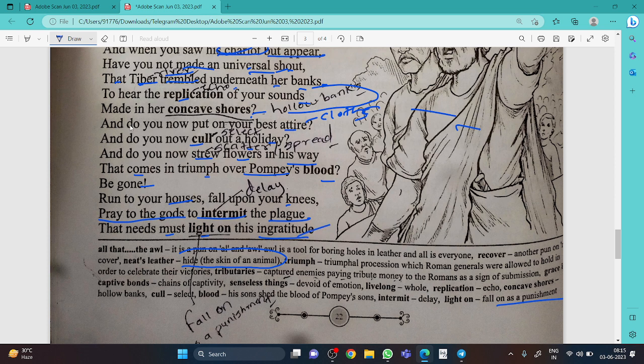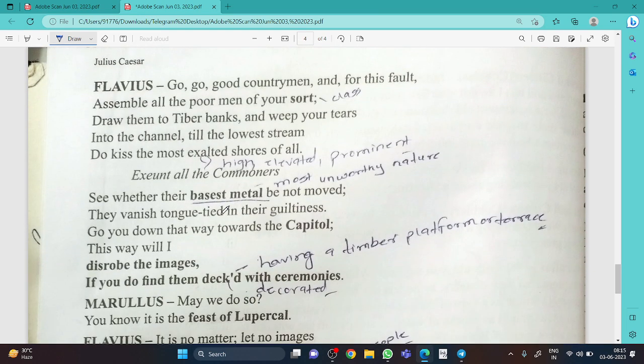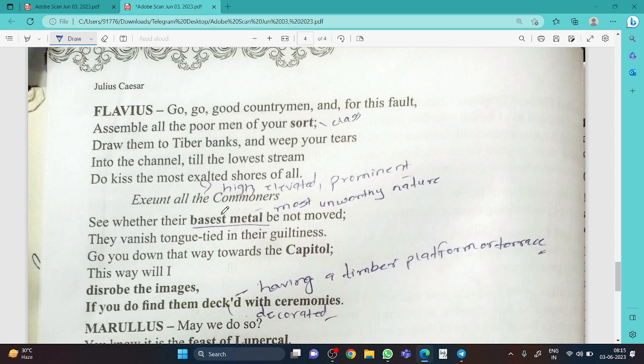Actually, Flavius and Marullus are trying to convince them by saying that you people have done a very wrong thing by supporting Julius Caesar. You should keep supporting Pompey. How is it possible? Actually, the common people of Rome also knew that Julius Caesar was very good. Next, what happens? Try to understand.